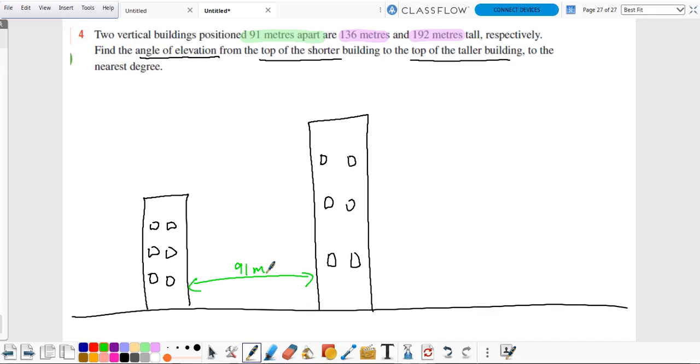Keep that in mind. Now, the question here is, we need to find the angle of elevation from the top of the shorter to the top of the taller. So what that's saying is, if I drew a line here, what would this angle of elevation be? So I'm going to make that my reference point. What is this angle of elevation? Keeping in mind that the shorter building, by the way, is 136 meters tall, and the taller building is 192.